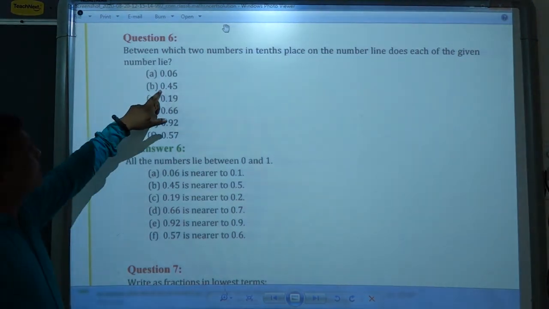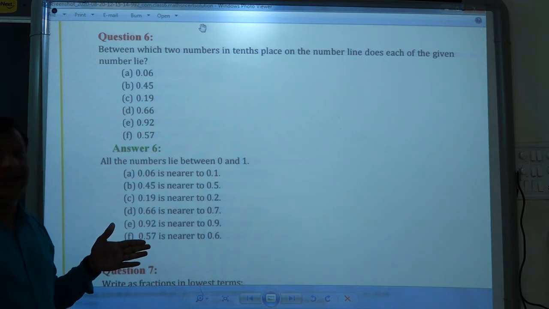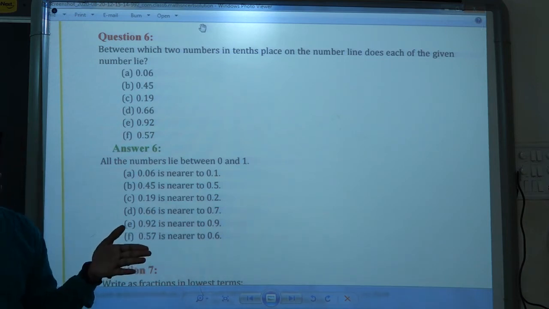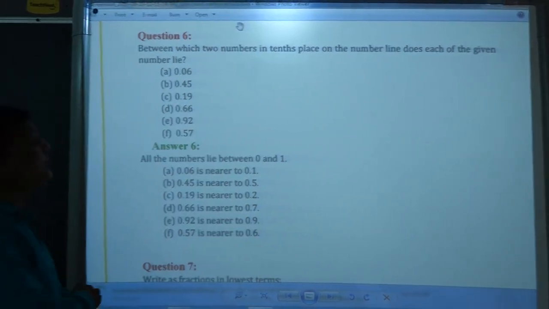Now next, 0.45. The 0.45 is nearest to 0.5. It will become between 0.4 and 0.5. So it is nearest to 0.5.